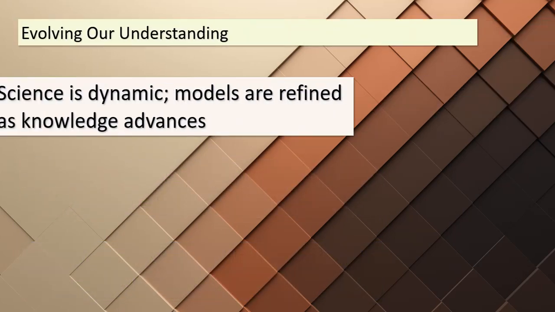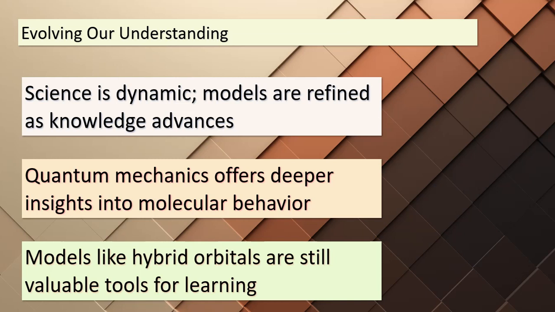As we conclude our exploration of the hybrid orbital model, let's keep in mind that science is a dynamic field. Our understanding evolves over time, and so do our models. The limitations we encounter today might lead us to new breakthroughs tomorrow. Quantum mechanics, for instance, provides deeper insights into the behavior of molecules at the atomic level. Yet, models like hybrid orbitals remain essential tools for introducing these concepts and understanding the basics of molecular bonding. Our journey through the world of models and molecules continues to shape our understanding of the chemical universe.